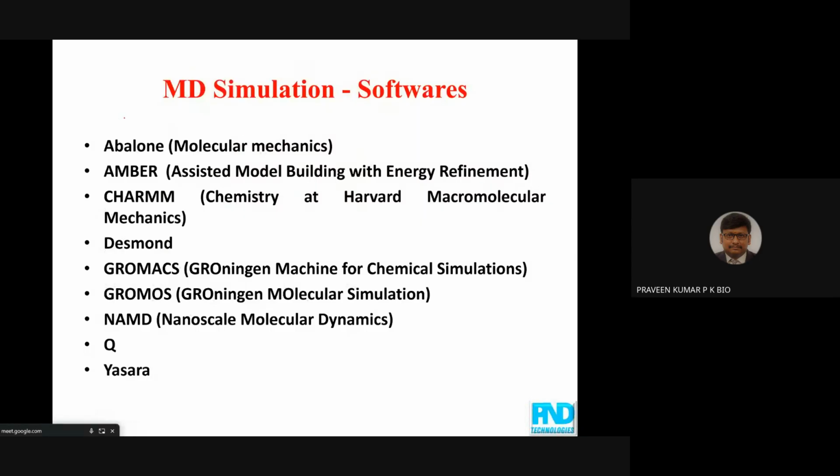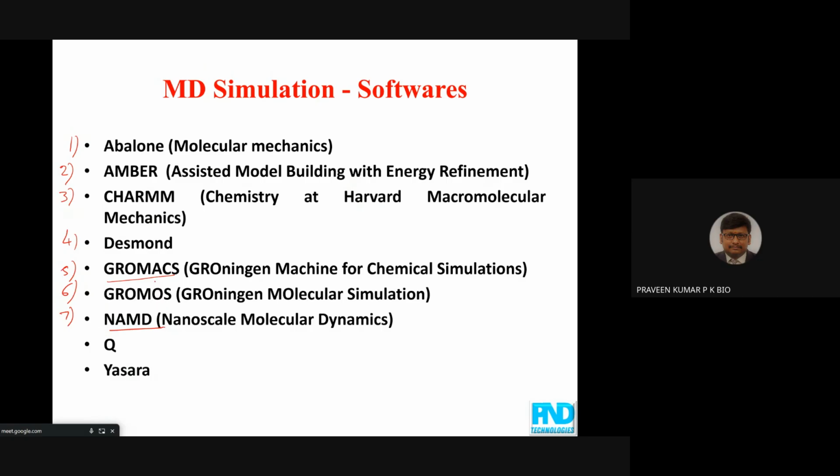If you see the MD simulation, these are the tools: Abalone, Amber, Charm. Already we have seen Charm in energy minimization, isn't it? This is of course a part of a simulation tool, and we can also see it in Desmond as well as in Gromacs. In Gromacs also we have to work with Charm. Gromacs, the package, we call it Groningen Machine for Chemical Simulations, and many try to use NAMD.